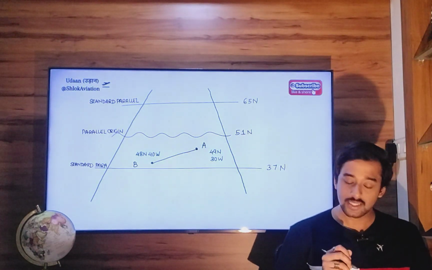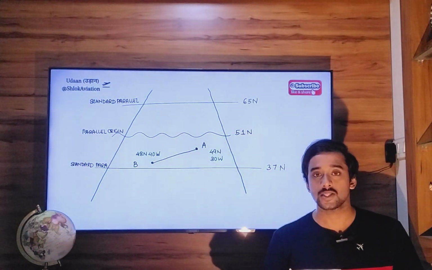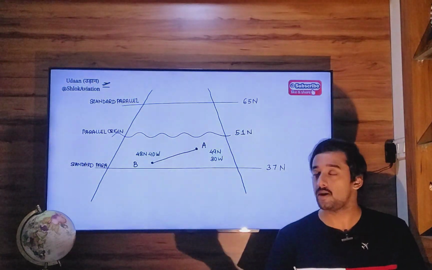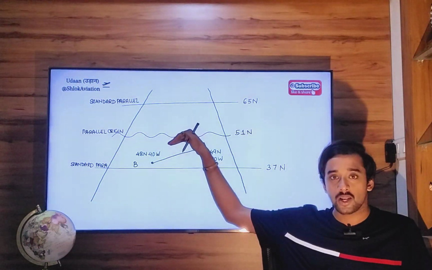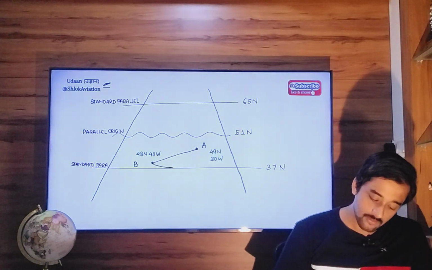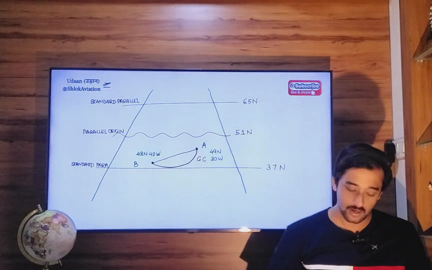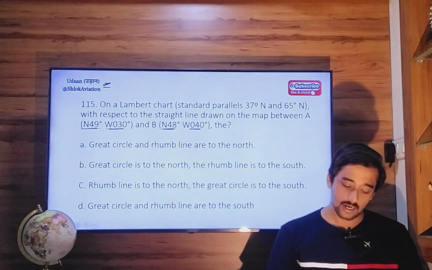Okay. Now the great circle, always remember on Lambert's conformal charts, great circles are curves which bend away from the parallel of origin. This is your parallel of origin, so the great circle will bend away from that. So it will be something like this. So this is your great circle track. Okay. So great circle and rhumb lines are to the north.